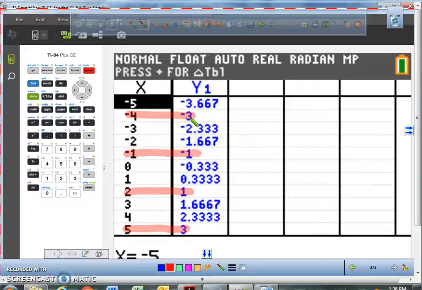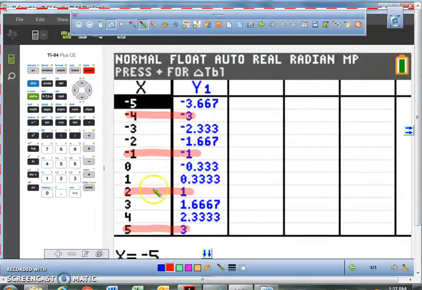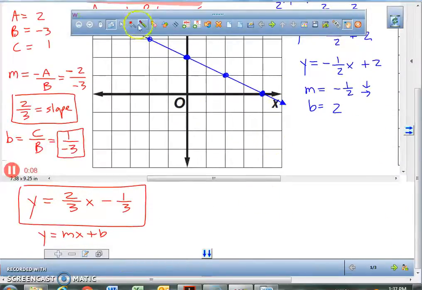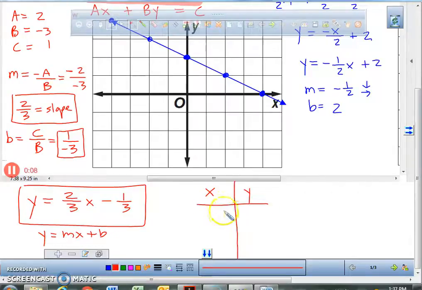-4, -3. You can plot that. -1, -1. You can plot that. So what I want you to do right now, you see these points on your graphing calculator? Tell me those points, and I'm going to make a table right here. Give me one point that you saw on that table. -1, -1. Okay, I'm going to plot that point. What's the other one? 2, 1.